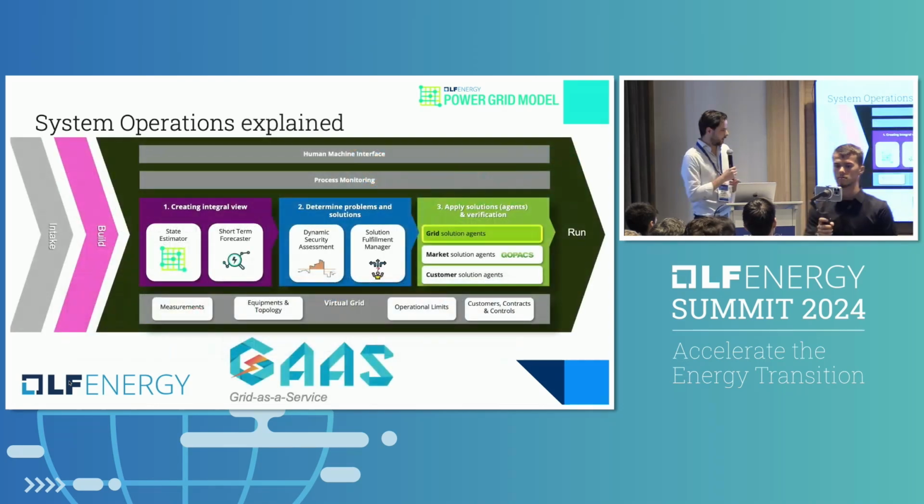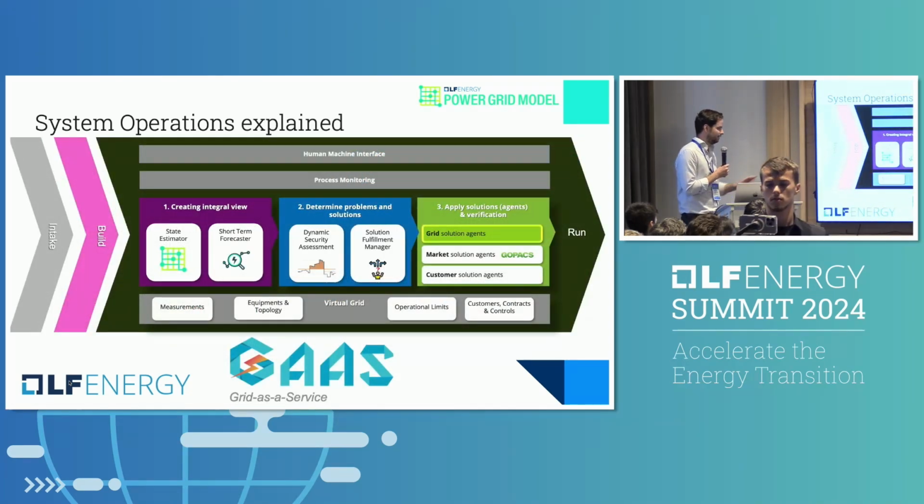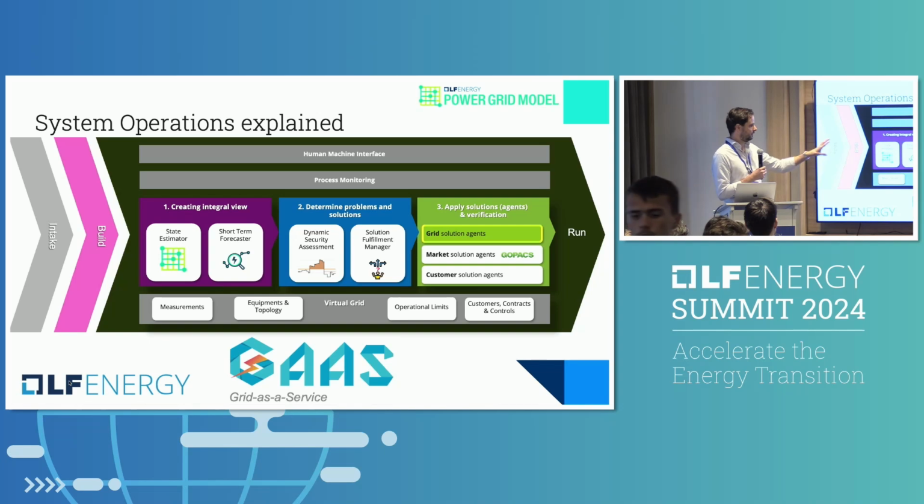So how does the system work? Well, we have an intake process, a build process, and a run process. Today I'll mainly focus on the run process, where we have a virtual grid consisting of measurements, equipment, topology, operational limits, customers and contracts, and controls, so mainly all the data that we have.